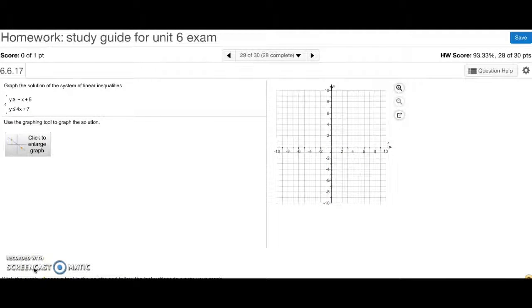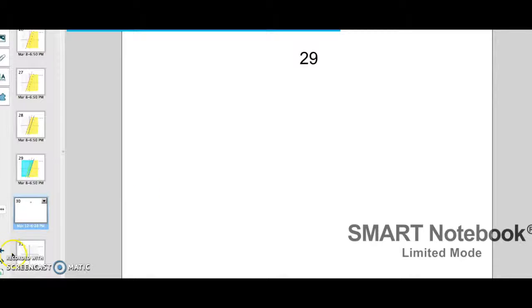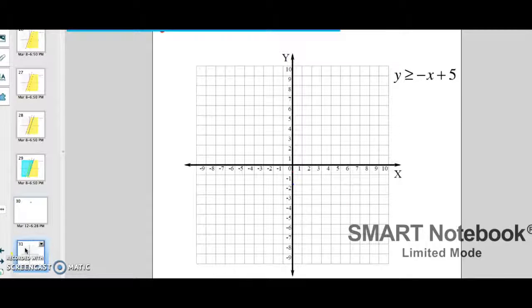Number 29. So I'm going to graph both of these inequalities for the system. Both of these are solved for y, so I don't have to solve them. Okay, so let's look at a graph to see where they overlap. So I first will graph y is greater than or equal to negative x plus 5.